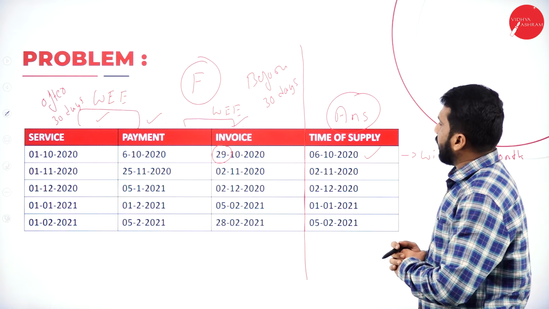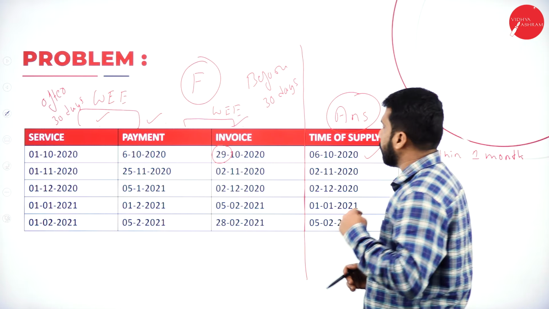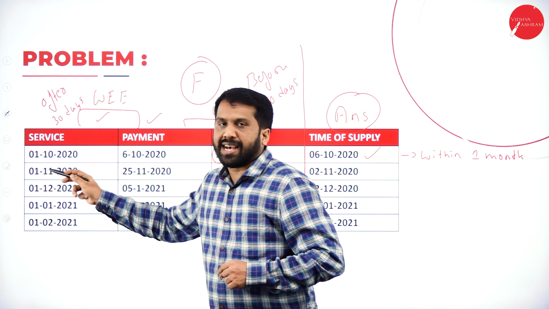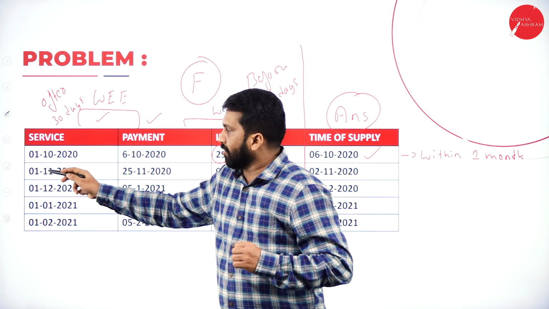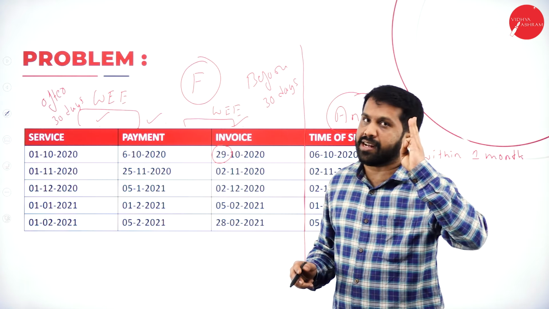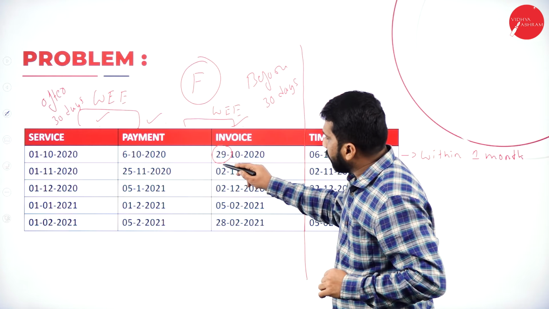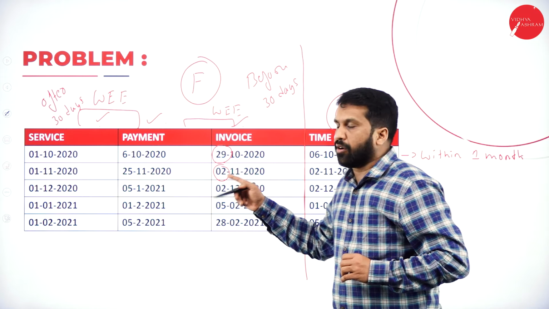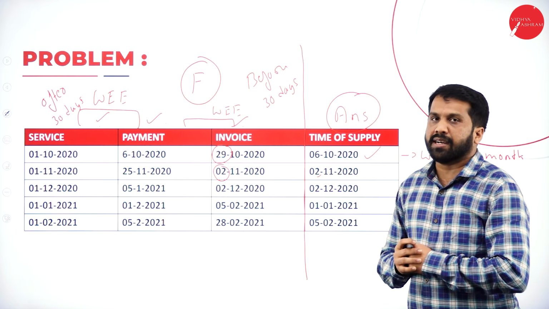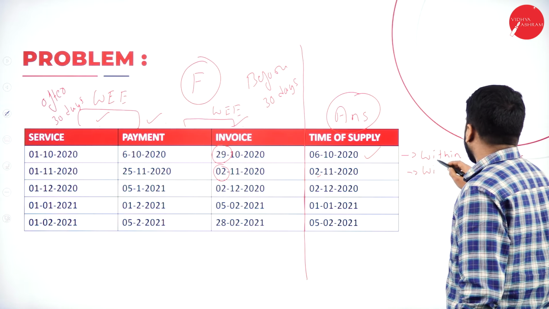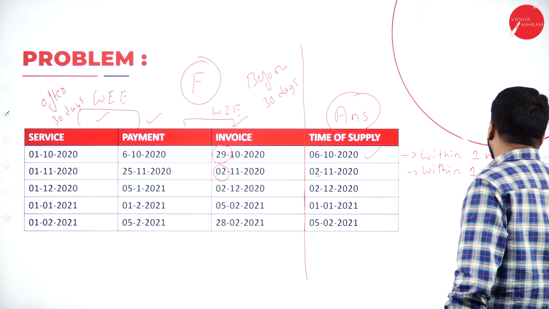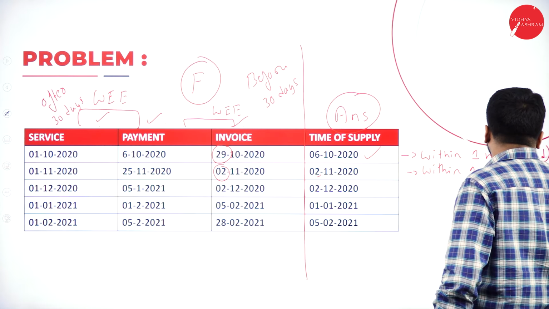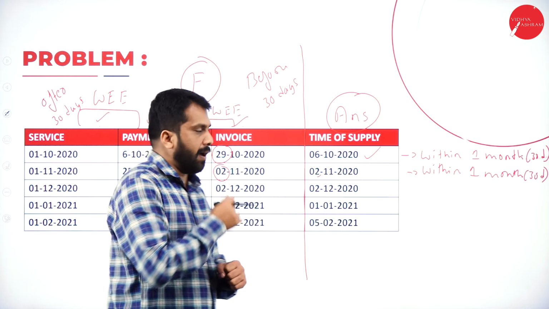Now, under time of supply, the first one is done. We'll go for the second one. In this, your invoice is on 2nd November, but the service happened on 1st November. 30 days means till November end you can make the invoice, but you made it on 2nd November, within 30 days. Out of these two, whichever is earlier, 2nd November is earlier, so we have considered 2nd November. So within 1 month or 30 days. Now, this is done.